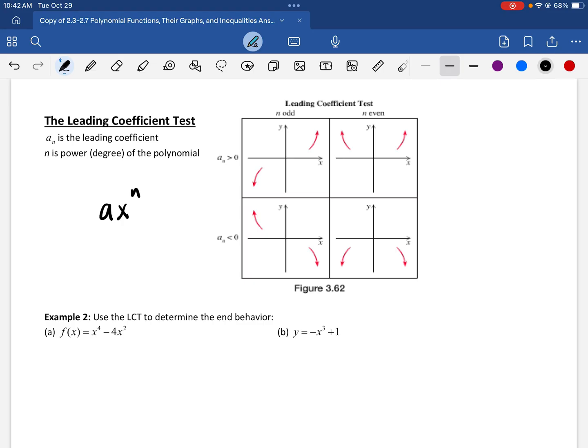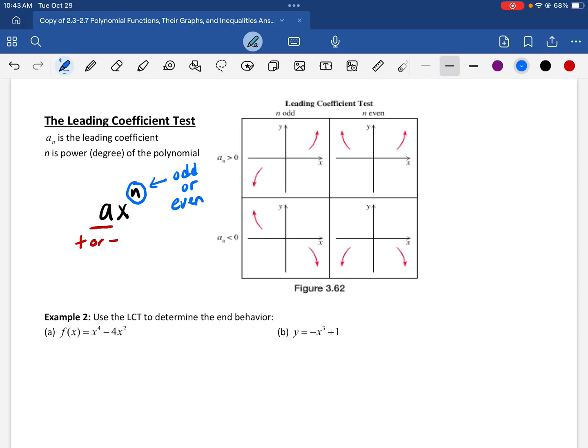You're looking at, for the first part here, that number in front, which is the leading coefficient. Is that number a positive or a negative? That's going to be part of what we're looking at. The second thing we're going to look at is this exponent here. Is this number an odd or an even number? Because that's going to be the second part that determines our end behavior.